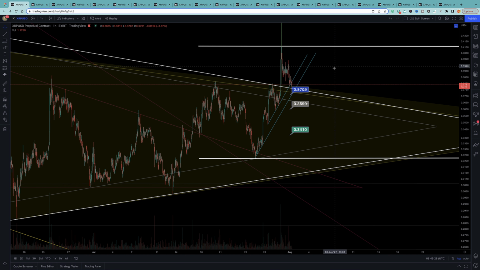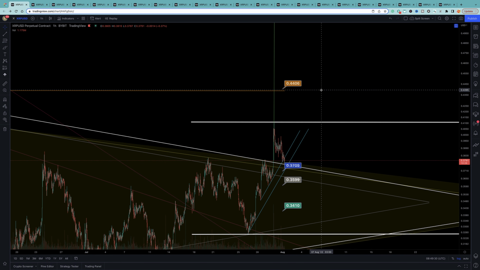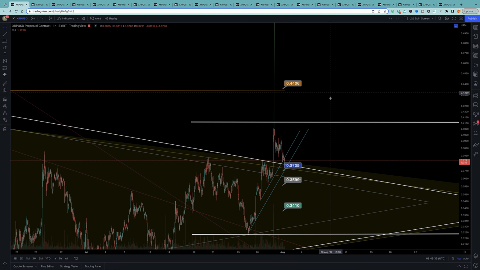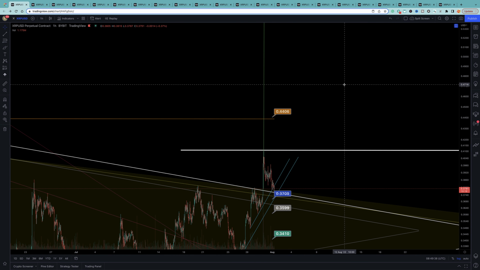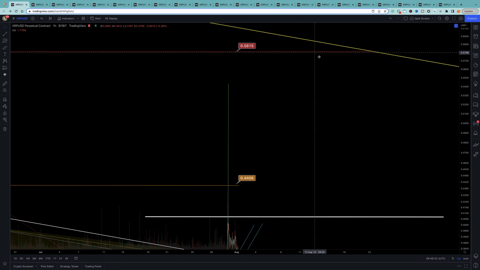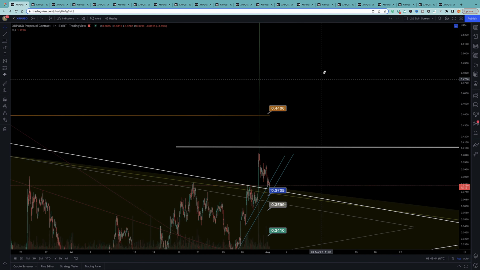If the 05 holds, then there's the lift up to 44, 46, a bit of consolidation, and I think if it gets up that far, I'm pretty sure it's going to want to head all the way up to 58 or so.